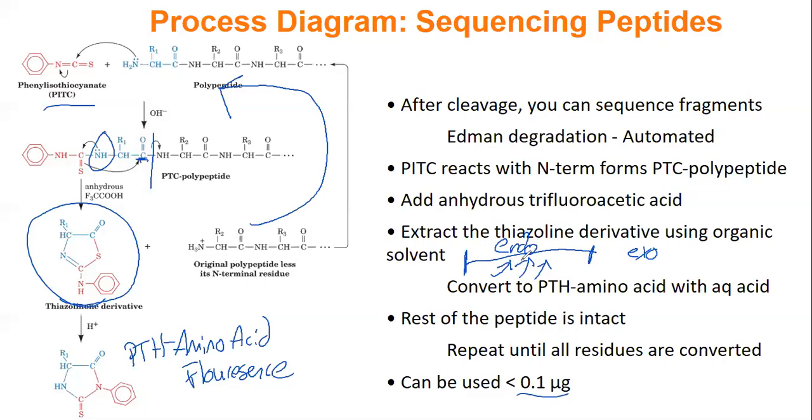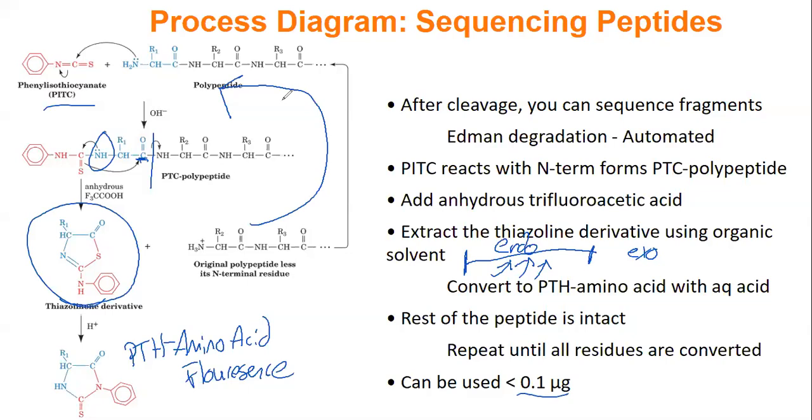After you add the anhydrous trifluoroacetic acid, the N-terminus gets cut off. Yes. So you add the anhydrous trifluoroacetic acid, your N-terminus comes off, and then you just add aqueous acid to change it into what's called a PTH amino acid.